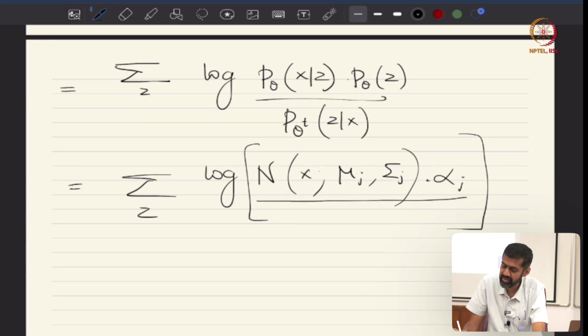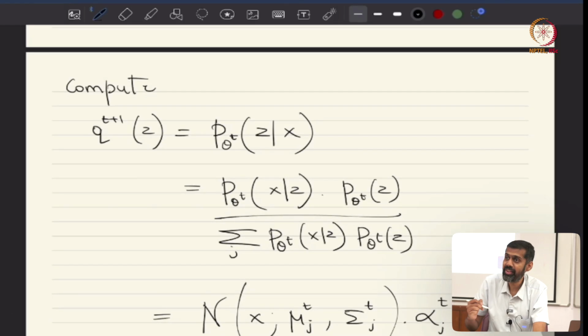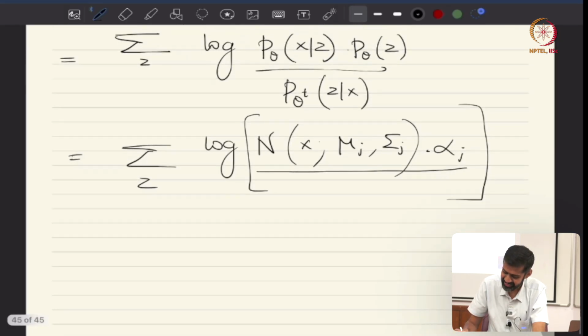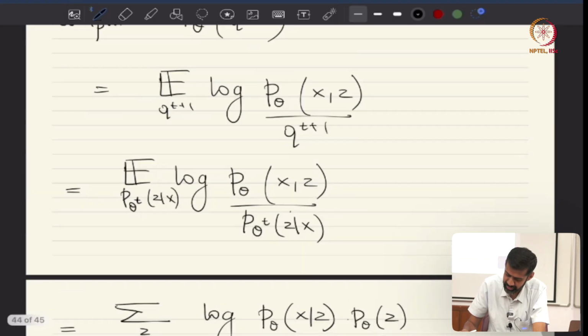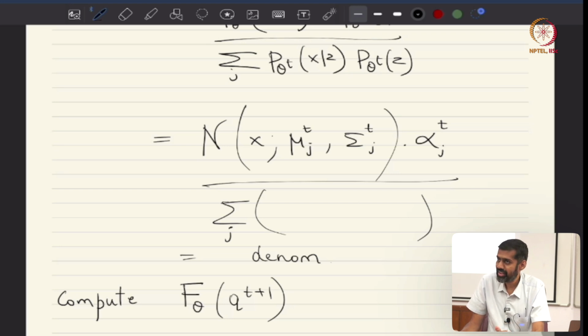What is p theta z given x? This entire thing that we have computed here, I cannot write it there, but we know what it is. I will write it as denom, and this denom is what we have computed, and note that this denom is a function of theta t. Do you get it? Yeah.